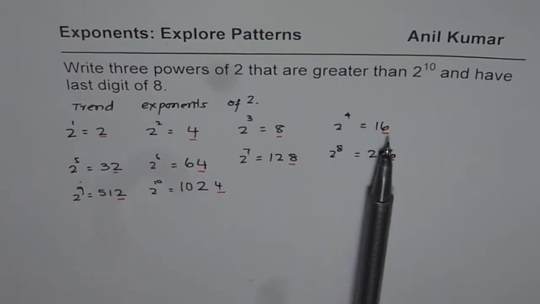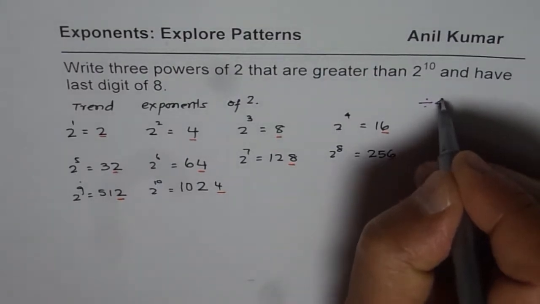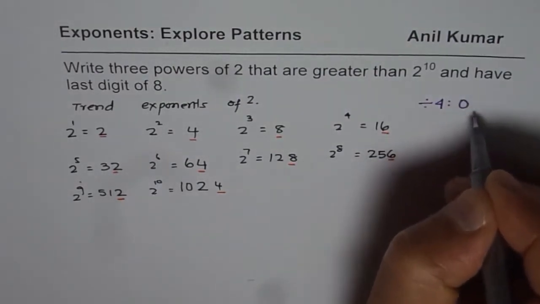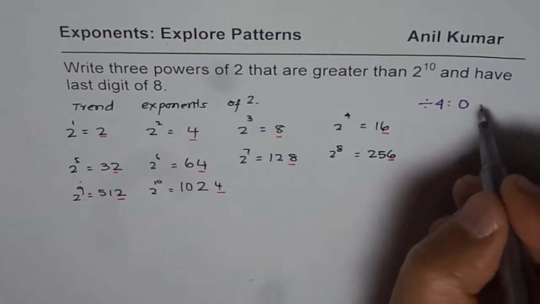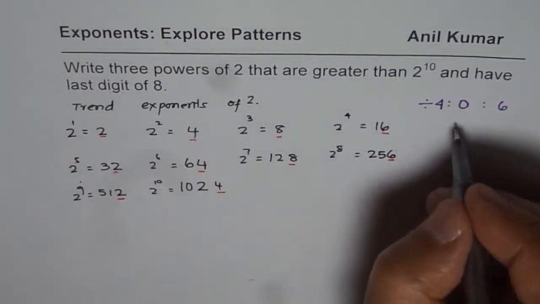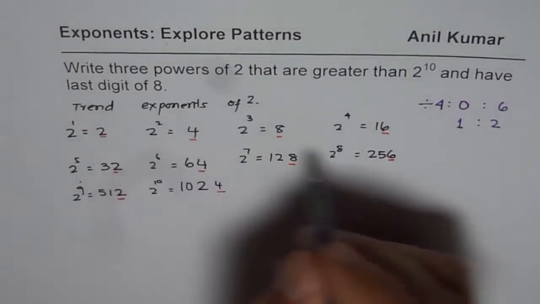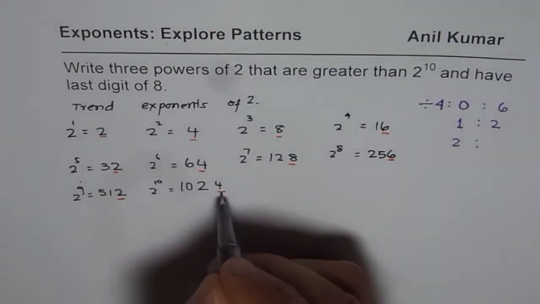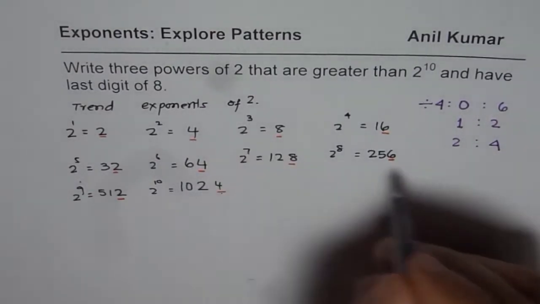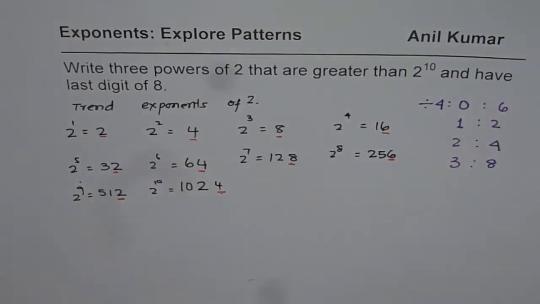But when I divide by 4, I may not get 0, right? So when you divide by 4, if the remainder is 0, then you get 6 as the last digit. But if the remainder is 1, then you get 2, right? If the remainder is 2, then what do you get? You get 4. And if the remainder is 3, then what do you get? You get 8. So on dividing by 4, this is what you get.